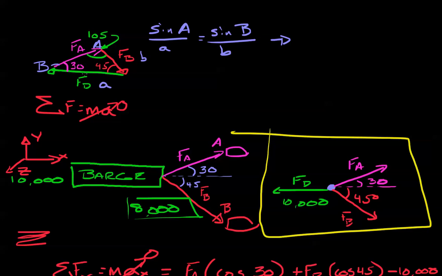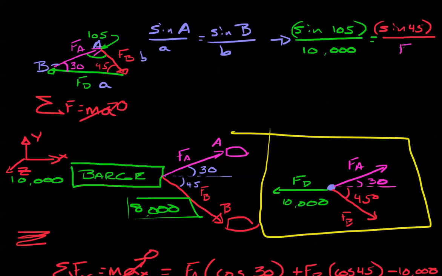The sine of the angle opposite of force D, that's 105 degrees. I'm going to keep these colors so we can keep them straight. So sine of 105, and what's the length across from it? Well, it's the magnitude of the vector. That's 10,000 pounds. That equals the sine of B over B. All right, well, let's take a look at 45 degrees. Sine of 45. And the length across from the sine of 45, we don't know it. But we do know that it's supposed to be force A.